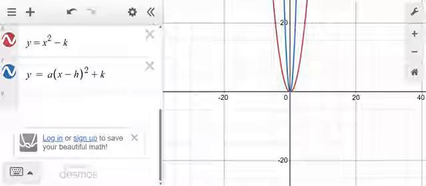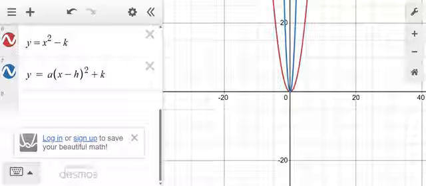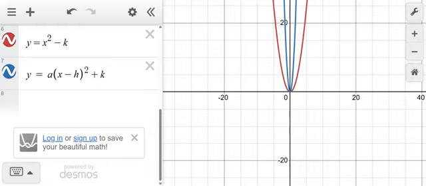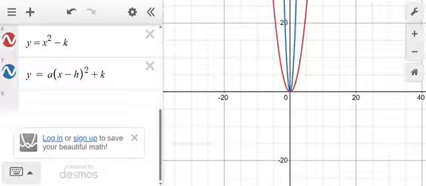Yeah, it's positive because it's opening up, right? Okay. Now, is it going to be bigger than 1? Or is it going to be a big number or a little number? Take a guess. Okay, thank you everyone for guessing. Now let's see what it is.